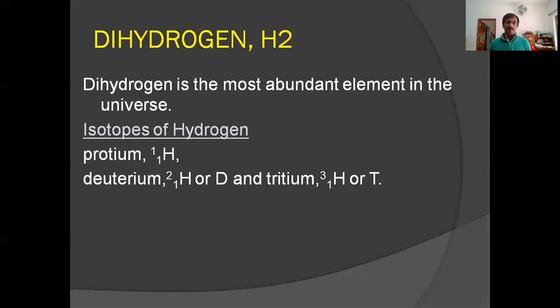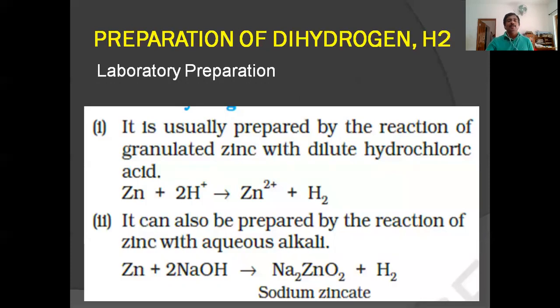Which are the 3 isotopes? Protium 1H1, deuterium 1H2, and tritium 1H3. Deuterium is also represented as D, tritium also represented as T. Now, preparation of dihydrogen, H2. Dihydrogen means H2, simply the hydrogen molecule.